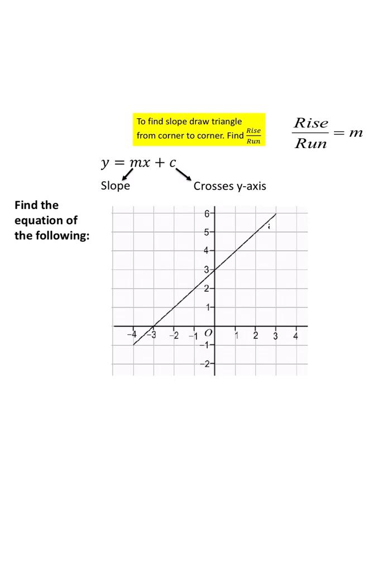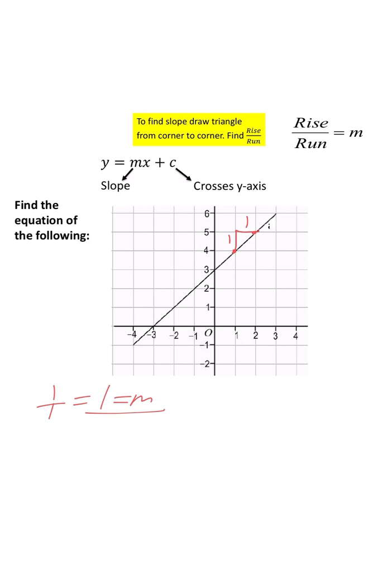Okay, so let's see how we're going to find the equation of a line given the graph. So the first thing we're going to do is find the slope. So we've done this before. So let's find where the line crosses corners. So I'm going to pick here and here. Draw a triangle there. So that'll be 1 and 1. So the rise over run would be 1 over 1. So that would be 1. So that's our slope. We have a slope of 1.